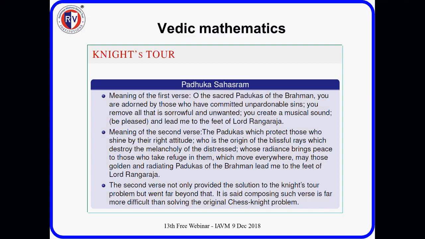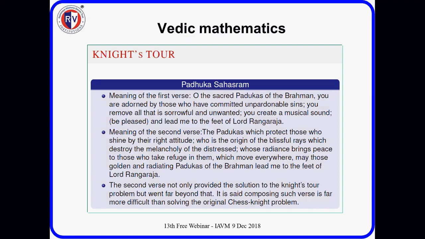So we can observe that he has played with the letters, and how much interest he had in it. If you place these into the chessboard also, it is going to give one more shloka. So the second verse not only provided the solution to the knight's tour problem, but went far beyond that. It is said composing such a verse is far more difficult than solving the original chess knight problem, because it is a combinatoric problem also.